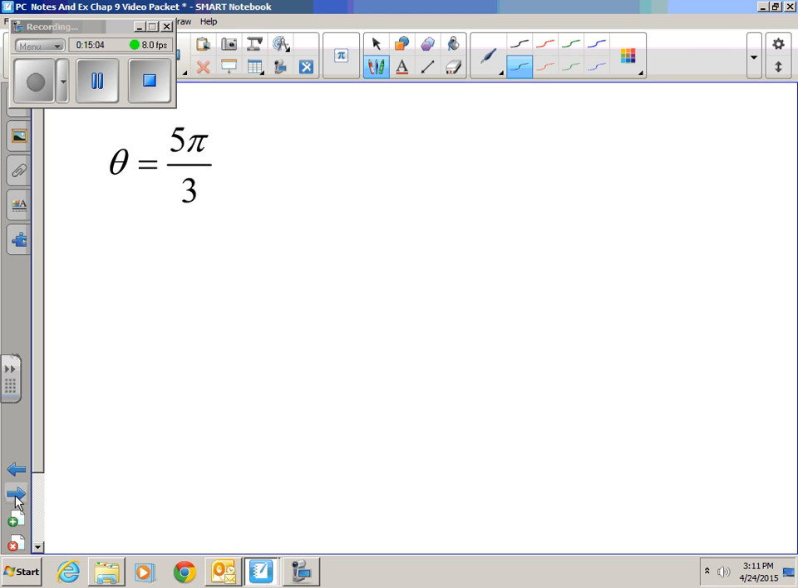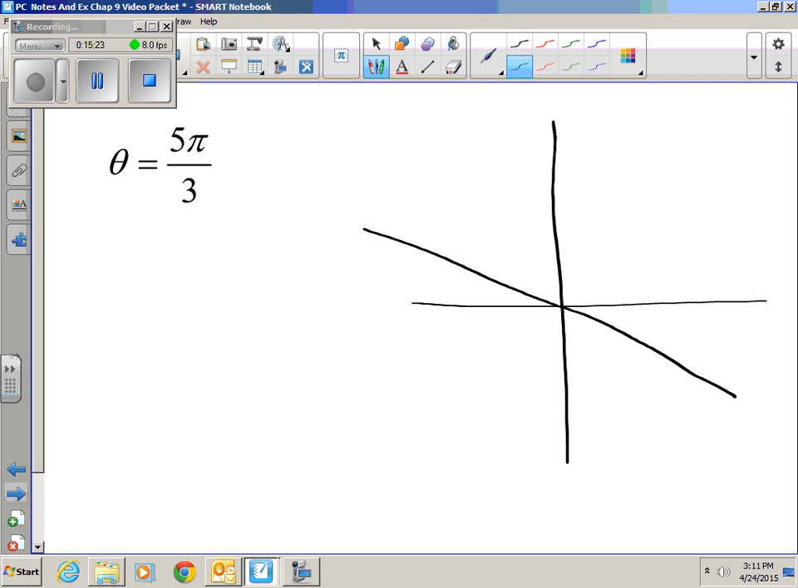And lastly, we have theta equals 5 pi over 3. Just think about what that looks like. This would be a line with an angle of 5 pi over 3, and 5 pi over 3 is 300 degrees, I believe, right? So that's going to be that line, because this angle is 5 pi over 3.